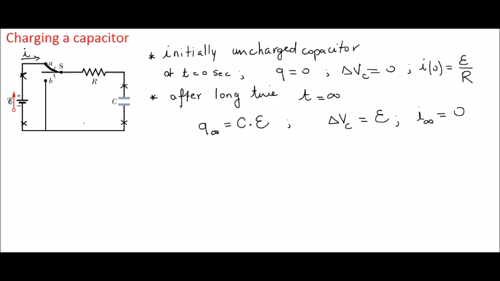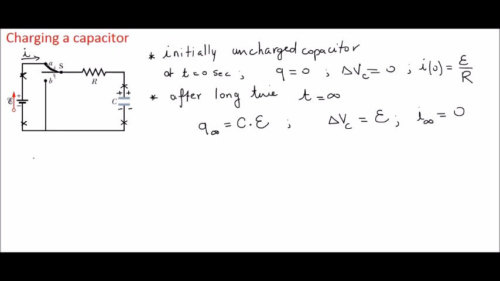Why is that? Because the battery is charging the capacitor. So we'll have a positive charge appearing in this plate and a negative charge appearing in this plate. When the capacitor is fully charged, there is no flow of electrons, so there is no flow of current. So that's what we predict.